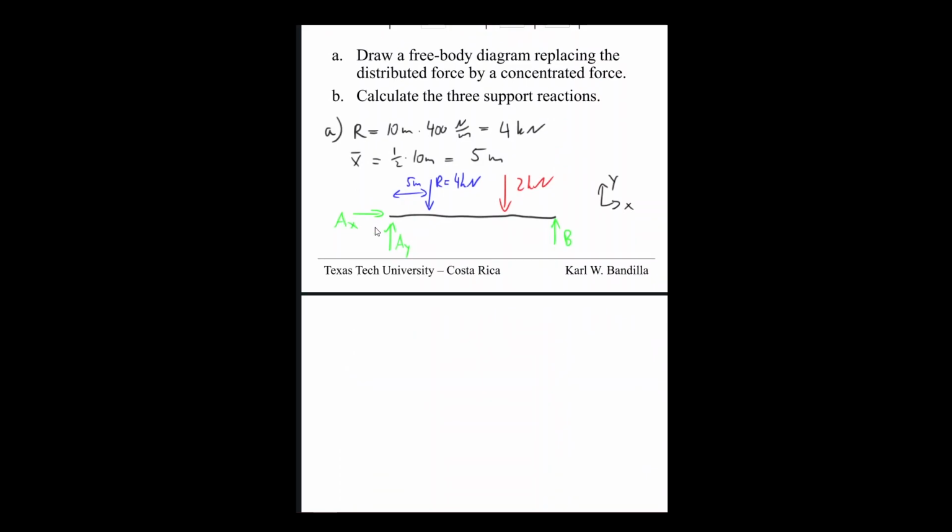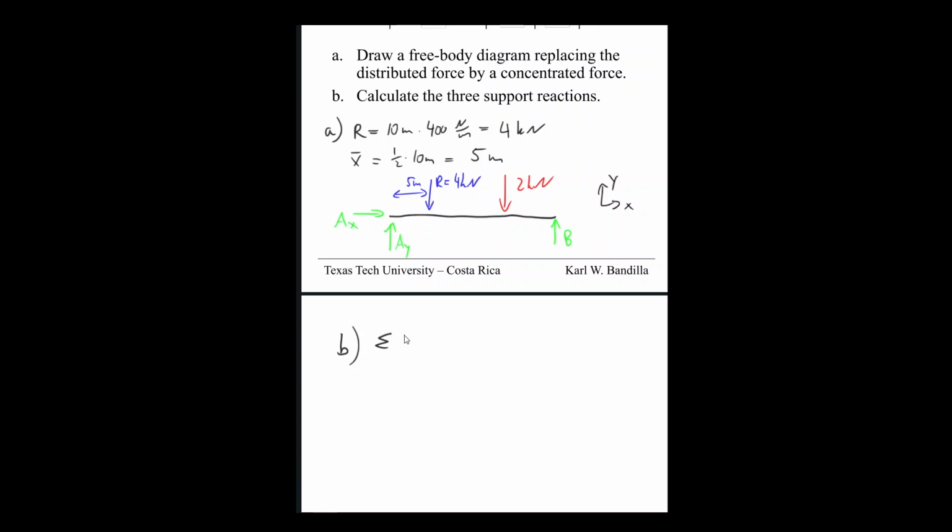So let's go and calculate the three support reactions. All right, we have AX, AY, and B. Those are the three that we're looking for. Now I could write out all our equations and see where we land, but let's try and be a little smarter about this. So let's go and see if we have any equations that only contain one unknown. Right, so if we start with the sum of Fx equal to 0, how many forces do we have acting in the X direction? Well, we really only have AX. Right? So all the other forces are only acting in the Y direction. So that's only one unknown.